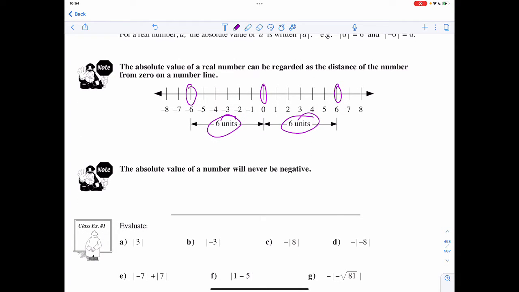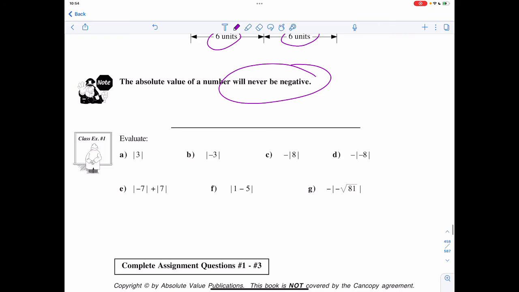The actual absolute value of any given number will never be a negative. It's always going to be the positive version of whatever that number is. So, anytime that I want to solve for an absolute value, and that's what these are, just absolute value brackets, I'm going to say that the absolute value of 3 is 3. The absolute value of negative 3 is also positive 3.